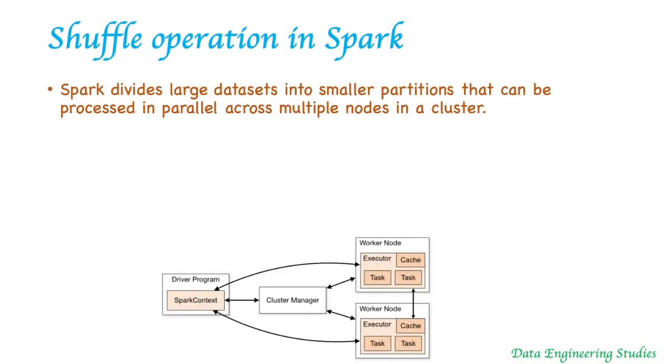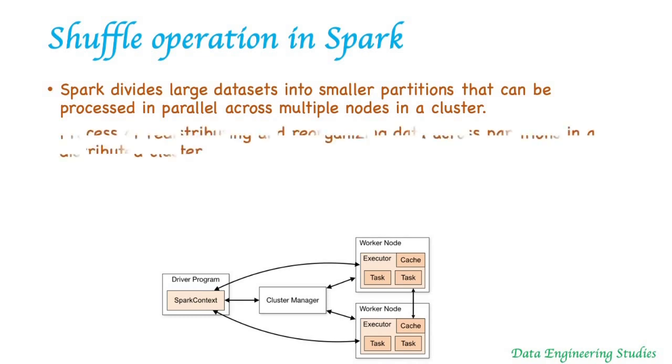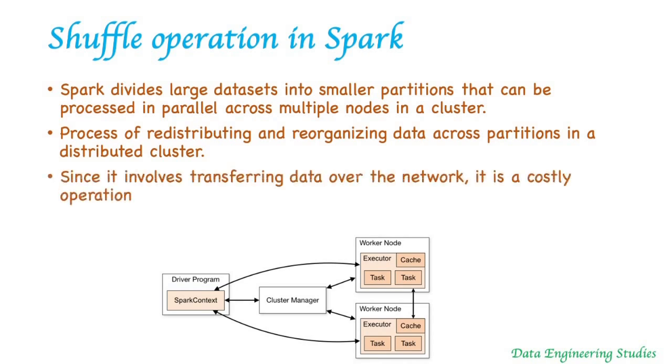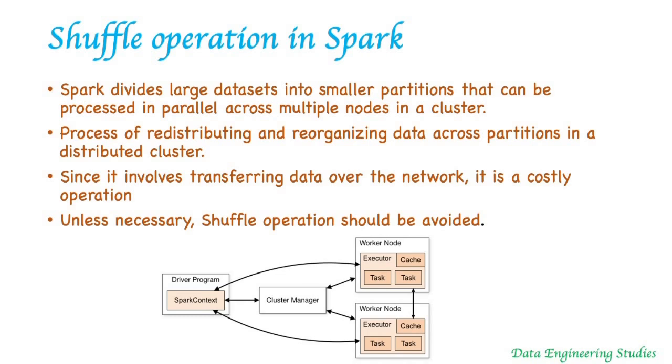Spark divides large dataset into small partitions that can be processed in parallel across multiple worker nodes. Shuffle is a process of redistributing and reorganizing the data across partitions in a distributed cluster. Since it involves transferring the data over the network, it is a costly operation. So, unless necessary, shuffle operations should be avoided.